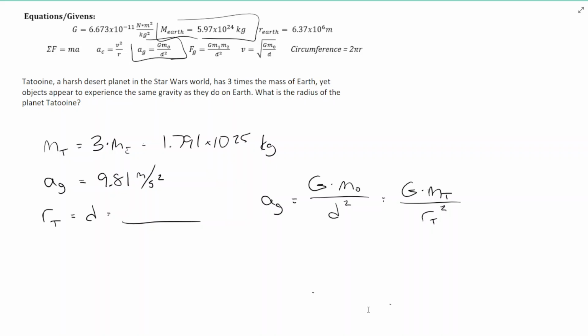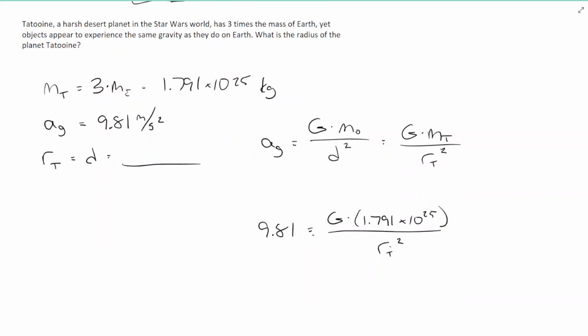So I know that Ag is 9.81. Big G, I also have that stored in my calculator. Rather than writing this giant number for big G, I'm just going to save space by writing G right here. The mass of Tatooine was 1.791 times 10 to the 25. And the radius is unknown, the radius of Tatooine squared. And so now we have an algebra problem, right? We need to solve for that radius, and it is in the denominator.